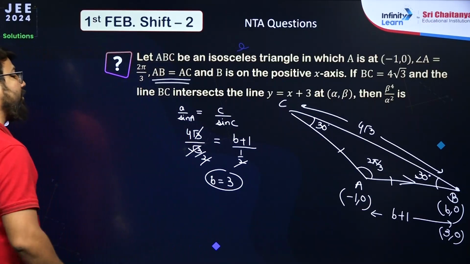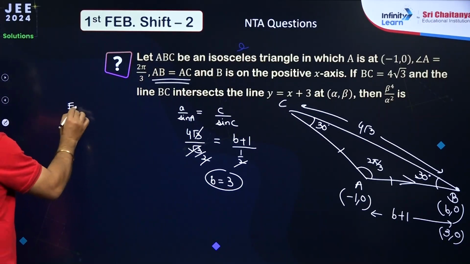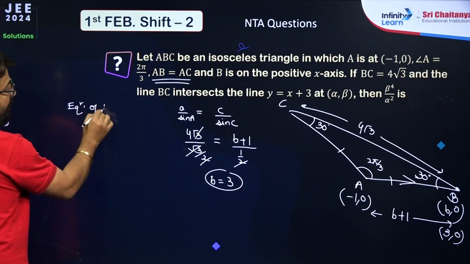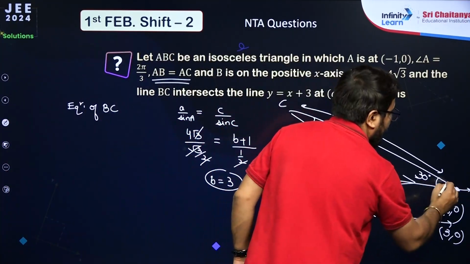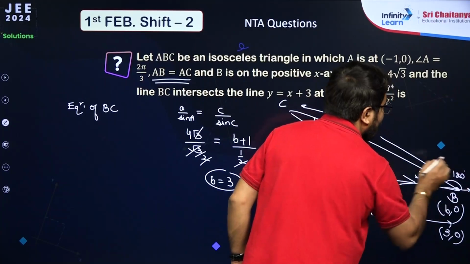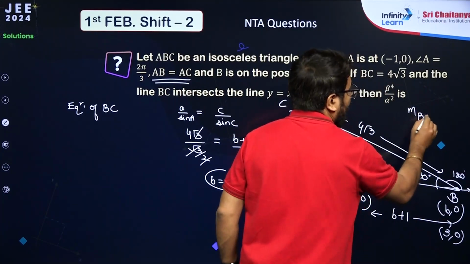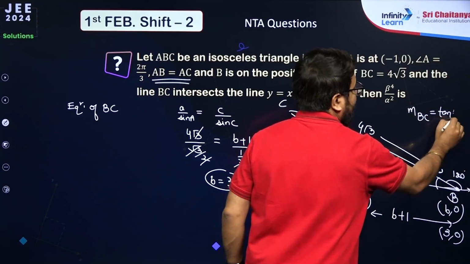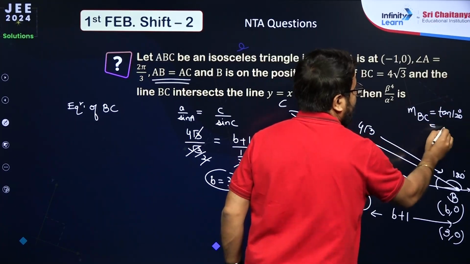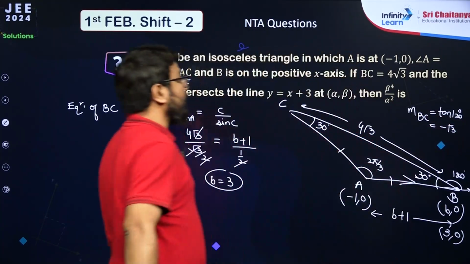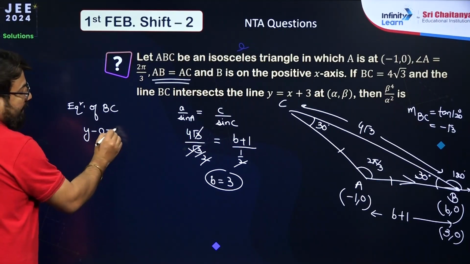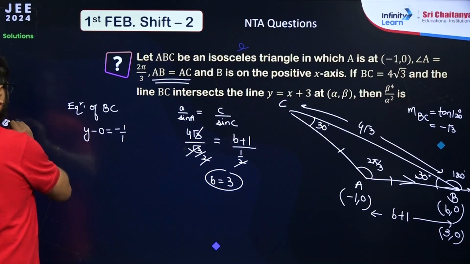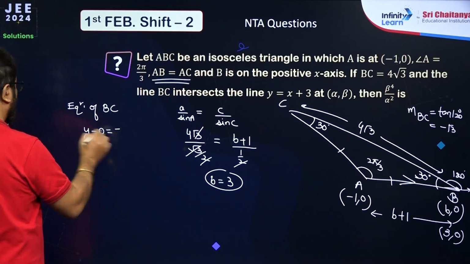If I got the coordinate of point B, then it is very easy for me to write the equation of BC. Because I know that this is the positive x-axis, so this is 120. Inclination is 120. Slope of BC is tan 120. Tan 120 is negative basically, and that will be minus root 3. So slope of BC is minus root 3. So y minus 0 equals m times, m is actually minus root 3 over here.